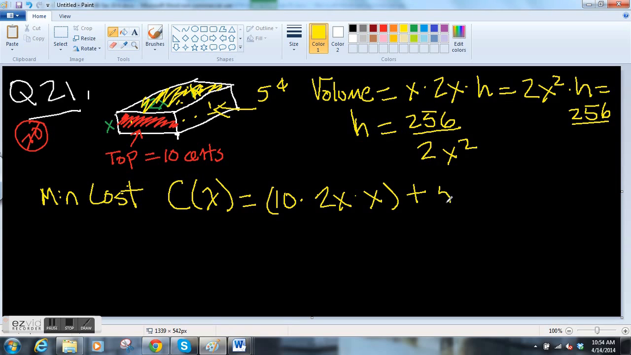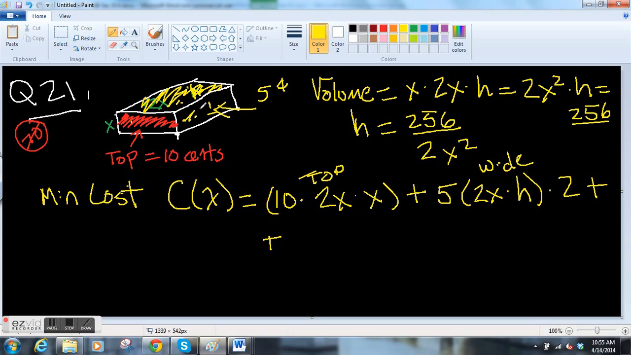That's going to be 5 cents times, what are the dimensions of that side? 2x times h, and there's two of these. There's one on the front and then there's one on the back there. So we'll times 2. You'll notice I have 6 sides to my box. 1, 2, 3, 4, 5, 6. So here we have the top. Here we have sort of the wide sides. There's 2 of those. So I've added 3 sides.